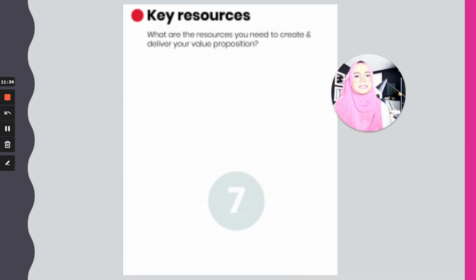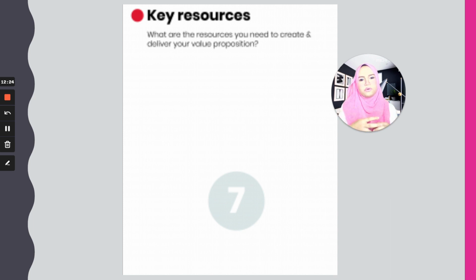Next will be your key resources. Here there will be 3 types of resources that you can put: your material resources, your capital resources, as well as your human resources. The material resources include the key ingredients or key raw materials that you will be using in order to create or deliver your value proposition, the product that you are selling. For example, in your bakery, the main thing that you will need to produce your pastries or bakery products could be the flour. Maybe you put the multi-grain, high protein, unbleached flour for your business.